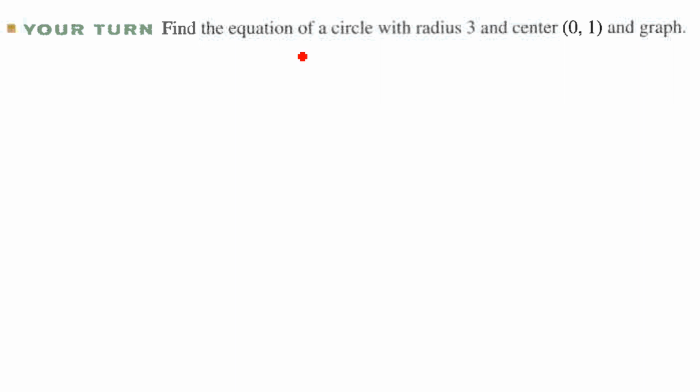All right, so the equation should be x minus 0 squared, which would just be x squared, plus y minus 1 squared equals 3 squared, which is 9. Go ahead and graph this.